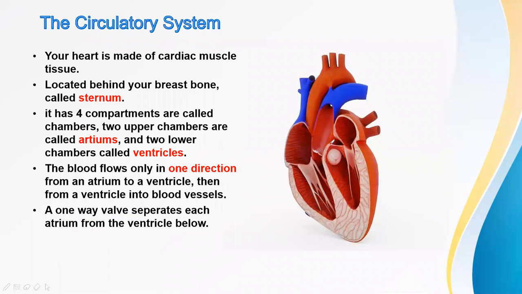So inside of the heart there is a wall. You are seeing this wall. This wall separates the atria and ventricles, for example, left ventricle and right ventricle. This is left atrium, let's say, and this is right atrium.